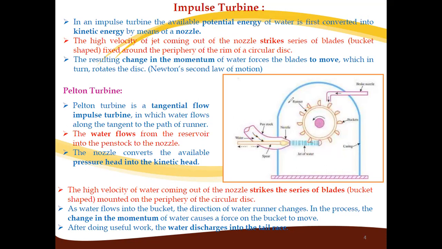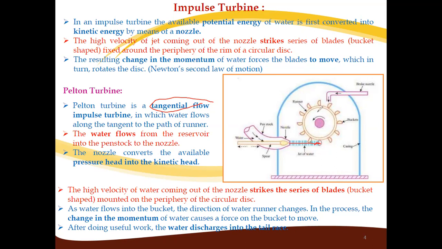The Pelton turbine is a famous example of this impulse turbine. The Pelton turbine is a tangential flow impulse turbine. If you see, the flow of water, that is the jet of water, is along the tangent of the blade. So it is called a tangential flow impulse turbine, in which water flows along the tangent to the path of the runner.